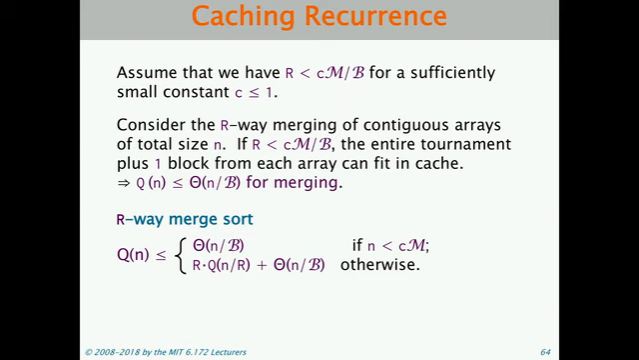Let's now analyze the cache complexity. So let's assume that we have R less than Cm over B for a sufficiently small constant C less than or equal to 1. We're going to consider the R-way merging of contiguous arrays of total size n. And if R is less than Cm over B, then we can fit the entire tournament tree into cache, and we can also fit one block from each of the R subarrays into cache. And in that case, the total number of cache misses to do the multi-way merge is just theta of n over B, because we just have to go over the n elements in our input arrays.